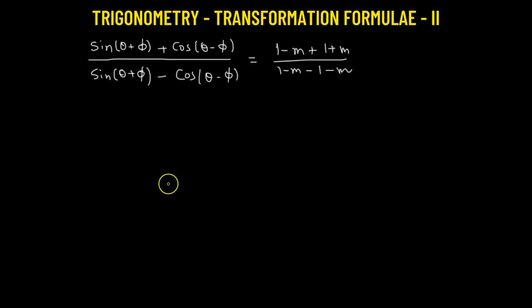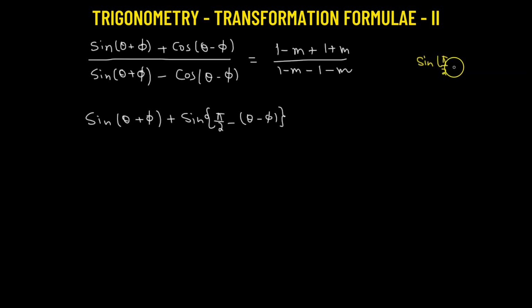So now we will get sine of (theta plus phi) plus cosine of (theta minus phi). But I'm going to rewrite cosine of (theta minus phi) as a sine function, sine of (pi over 2 minus (theta minus phi)). What I'm doing here is using the identity that sine of (pi over 2 minus some angle theta) is equivalent to cosine theta. All we're doing is converting the cosine function into a sine function. Similarly, we'll do that to the denominator part as well.